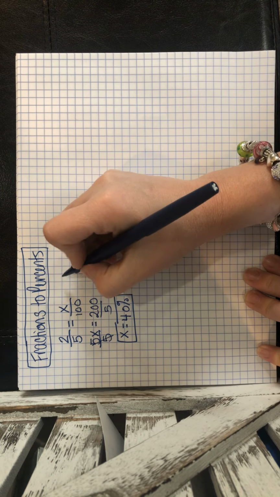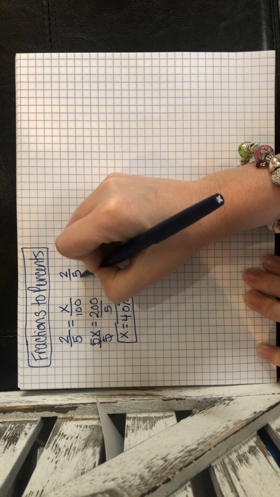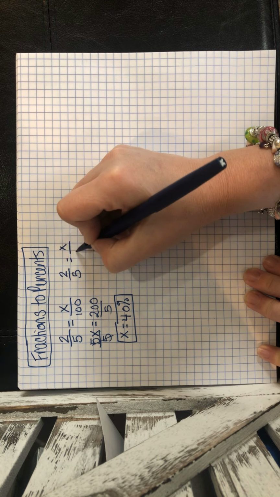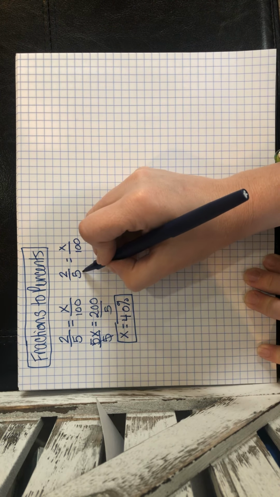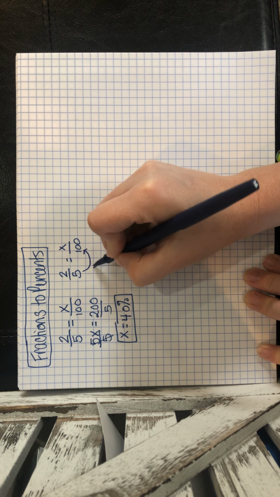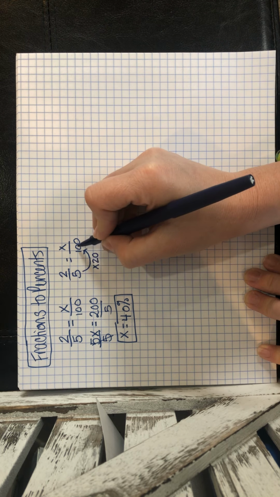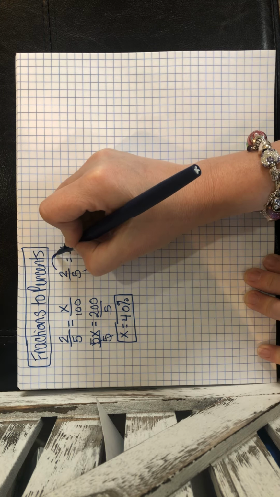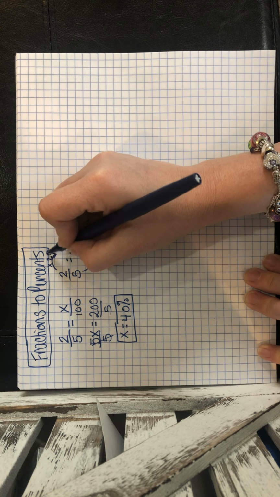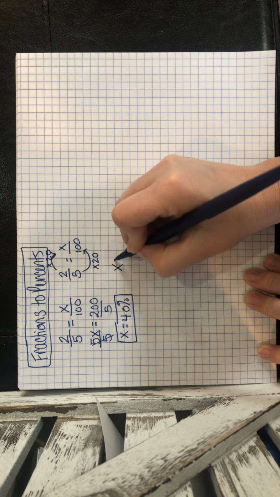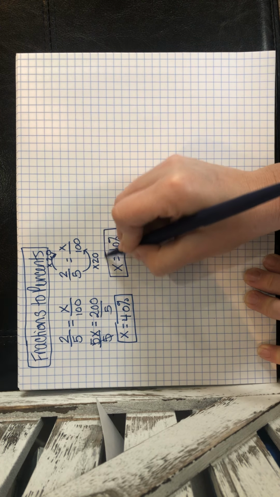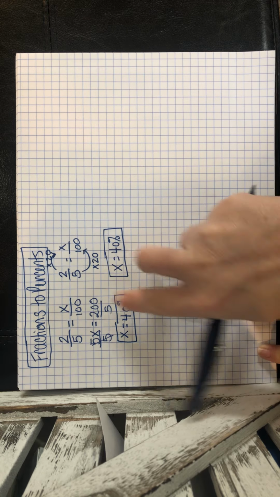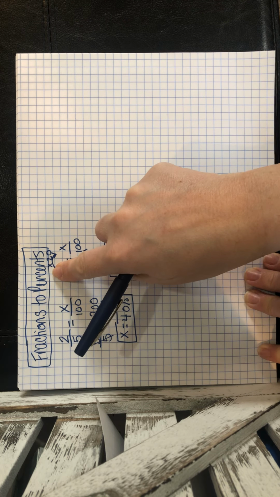The other way that you could do it would be 2 out of 5 equals x out of 100. Again, you set up your proportion. Here, I know that 5 times 20 will give me 100, so I multiply the numerator by 20 also, and then that will give me x equals 40%. So there are your two ways to go fraction to a percent.